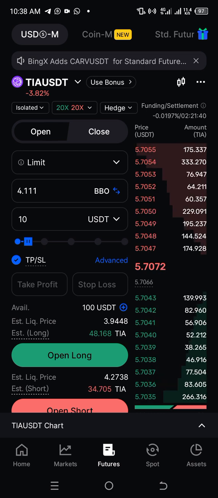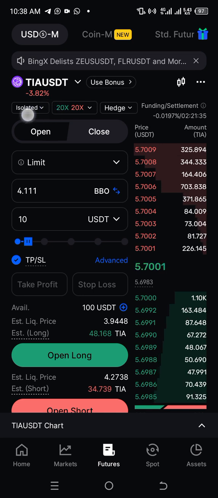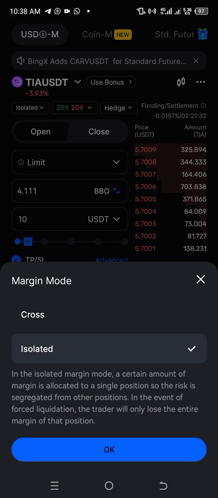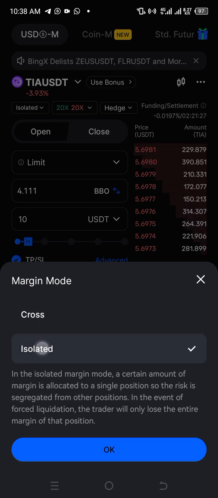And one other important thing is, look at this area here where it says isolated. Okay, now let's click on it. We have two types of margin mode. Okay, we have the cross margin and then we have the isolated margin. So the reason why it's currently on isolated is because, remember when I said 10% of my capital, I want to risk 10%. Doesn't mean that I'm going to lose the 10%.